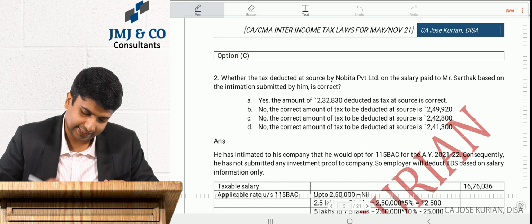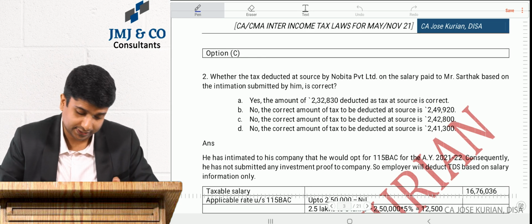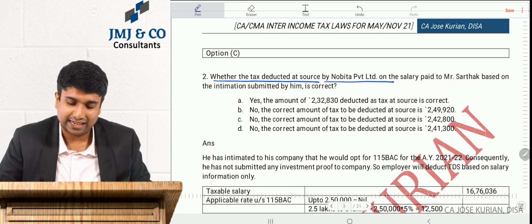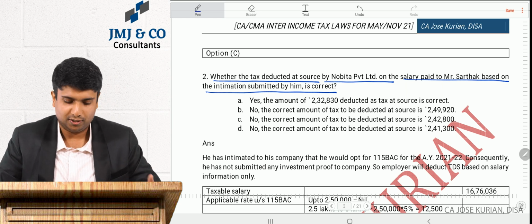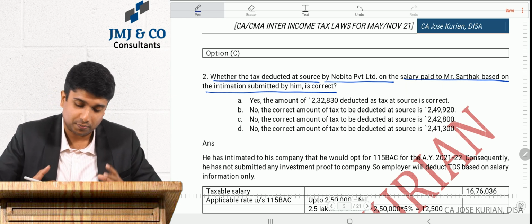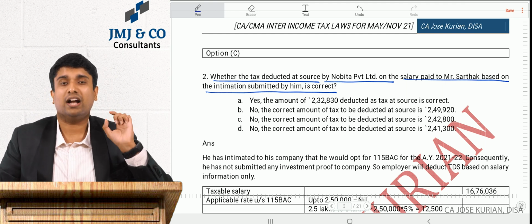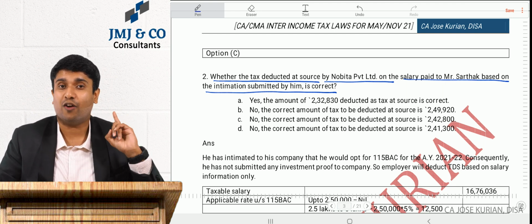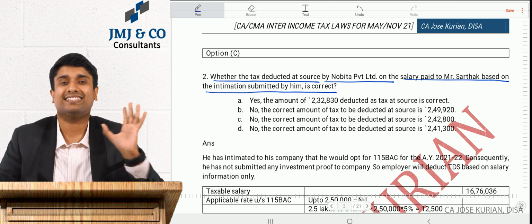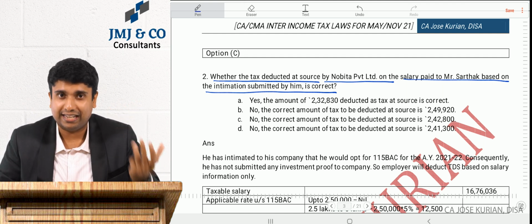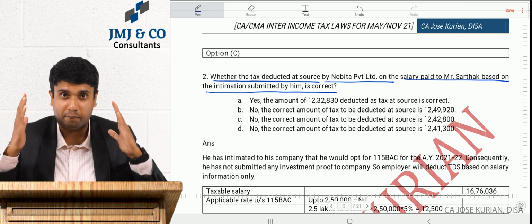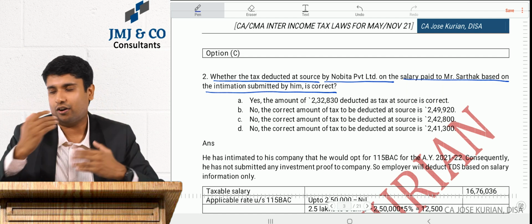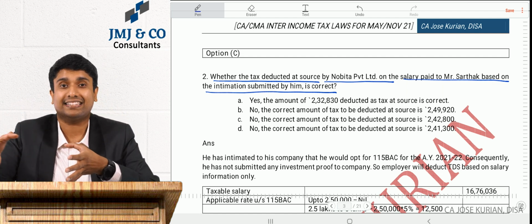Question number 2 says, based on the paragraph, whether the tax deducted at source by Nobita Private Limited on salary paid to Mr. Sarthak, based on the intimation submitted by him, is correct. So you have to choose between these options whether the TDS amount is correct or not. Under section 192 of the Income Tax Act, how do we deduct TDS in the case of salary? The entire tax liability payable by the employee on his salary or other incomes has to be deducted as TDS.